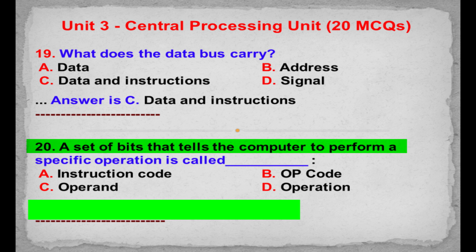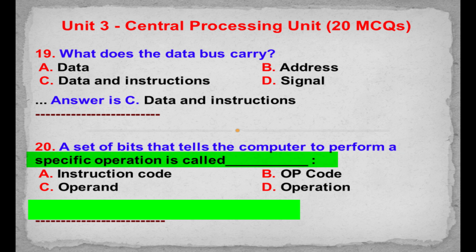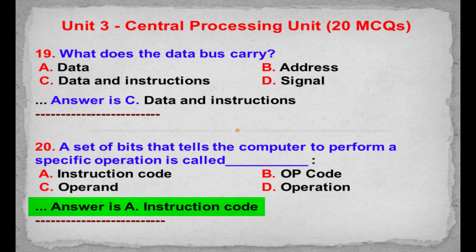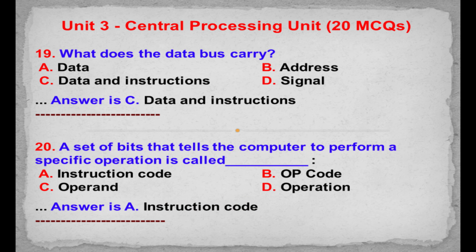MCQs number 20. A set of bits that tells the computer to perform a specific operation is called Option A, instruction code. Option B, opcode. Option C, operand. Option D, operation. Correct answer is Option A, instruction code.